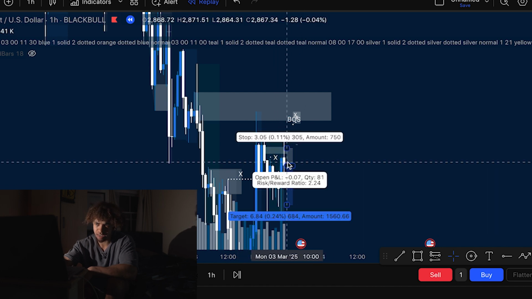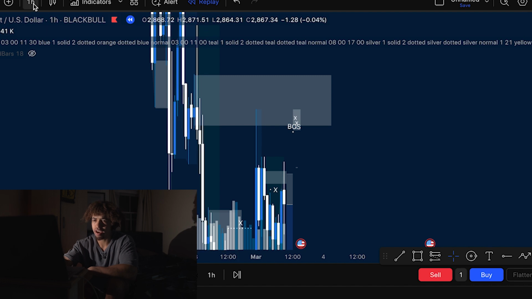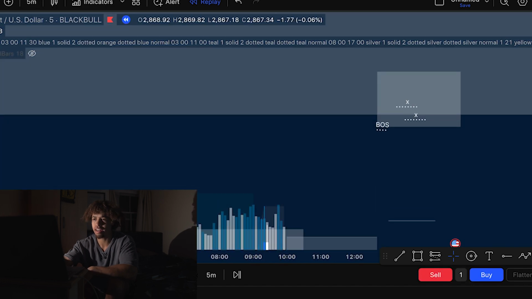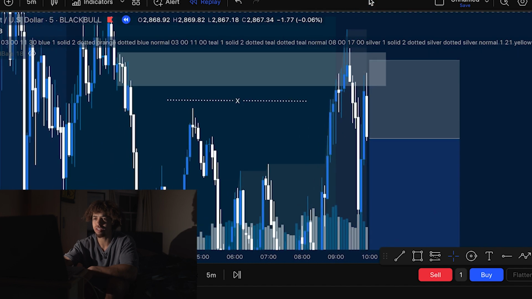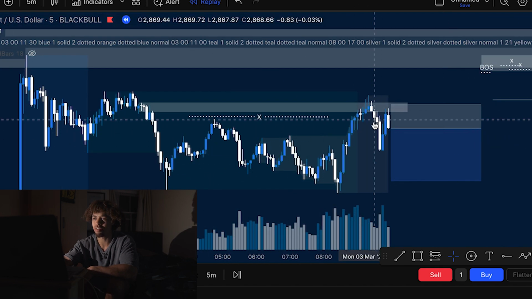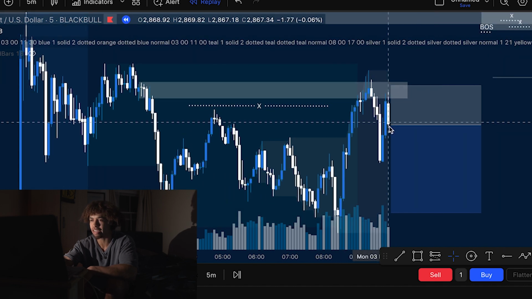This was again 9 a.m. UK time, so quite early, like the London session. And then if I drop to the lower time frame, I can see for me this was just a massive bit of liquidity, and price took that out. We had a massive drop, so I was confident that price would keep tanking.